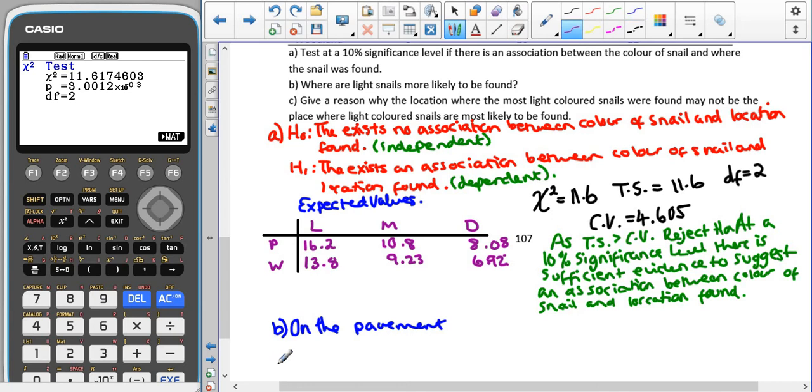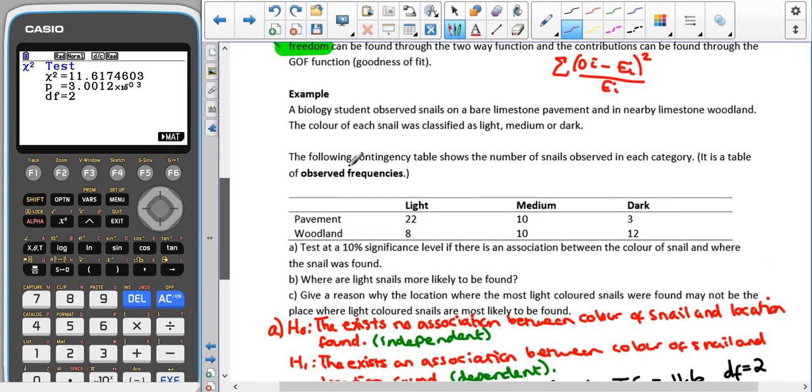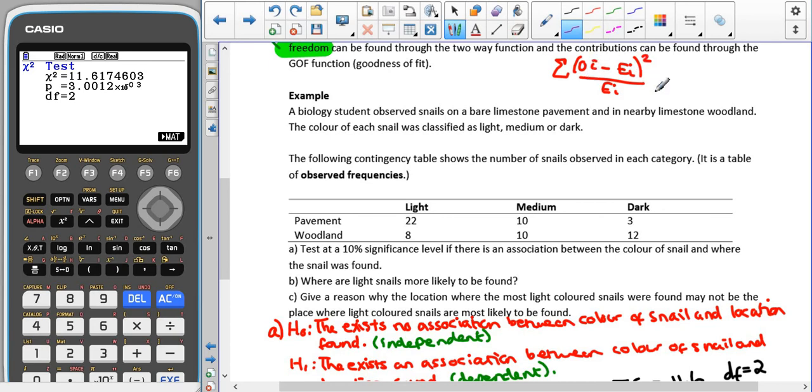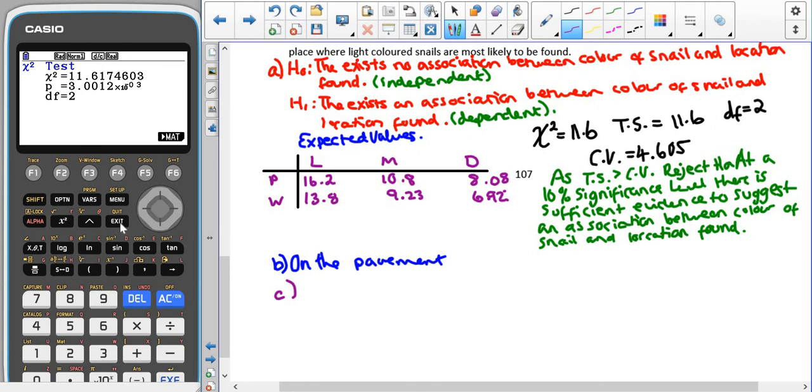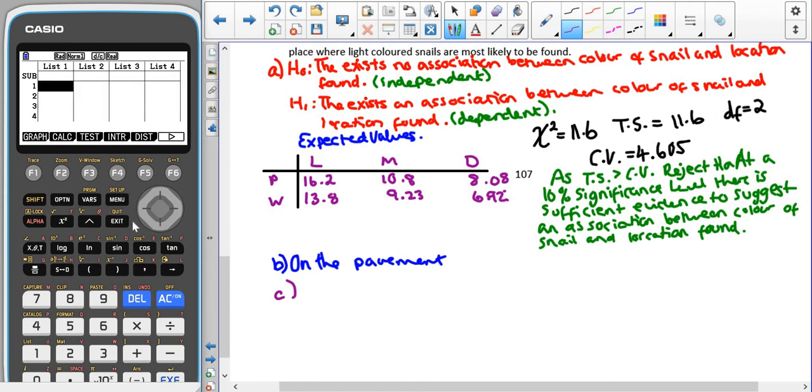However, if we have a look at part C, it says give a reason why the location where most light coloured snails were found may not be the place where light coloured snails are most likely to be found. This is quite a difficult question to answer. Something that can help us to do this is having a look at the contributions. Now, if you did it the non-graphical calculator way, so using the formula here, the individual values of this before you add them up are your contributions. However, we can use the graphical calculator to help us to get these.